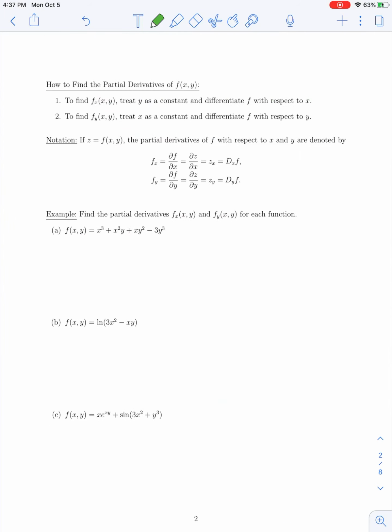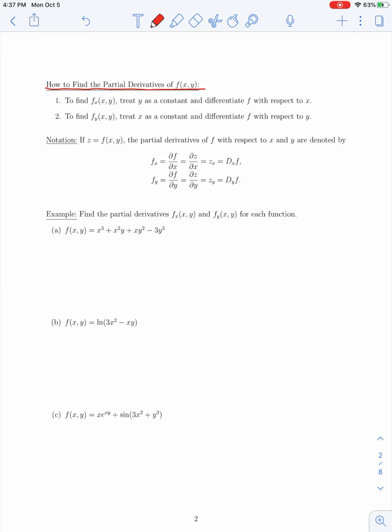So now that we've looked at this one example of finding the partial derivative of a function using the limit definition, and we've observed that we could have obtained the same thing by just treating the variable x or y as a constant and differentiating with respect to our other variable, we can arrive at the following result: how to find the partial derivatives of a function of two variables x and y.